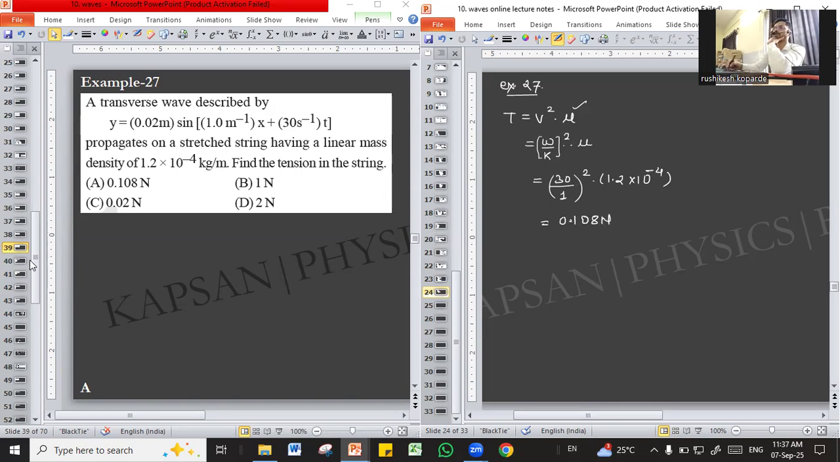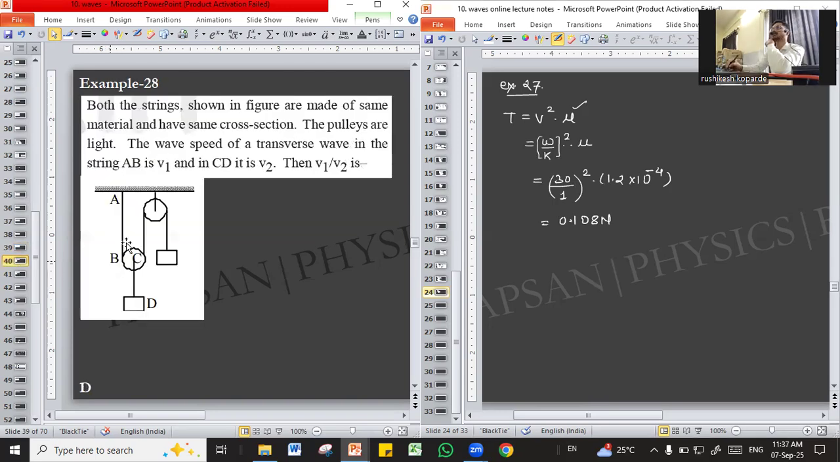I won't be showing the calculations now. Solve this. Assume pulleys as massless and strings as massless. Take pulleys and strings as massless objects.